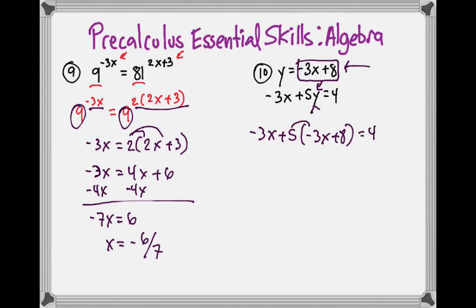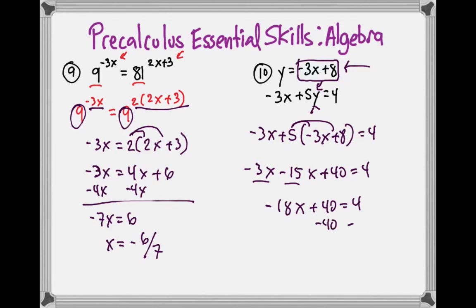So now we're going to use the distributive property and start knocking down things that are going to solve for x. Okay, collect some like terms right here, and I get negative 18x plus 40 equals 4. Subtract 40 from each side. Okay, and we get negative 18x equals negative 36. Divide by negative 18 on each side, and we get x equals 2. And that's all that it's solving for right now.